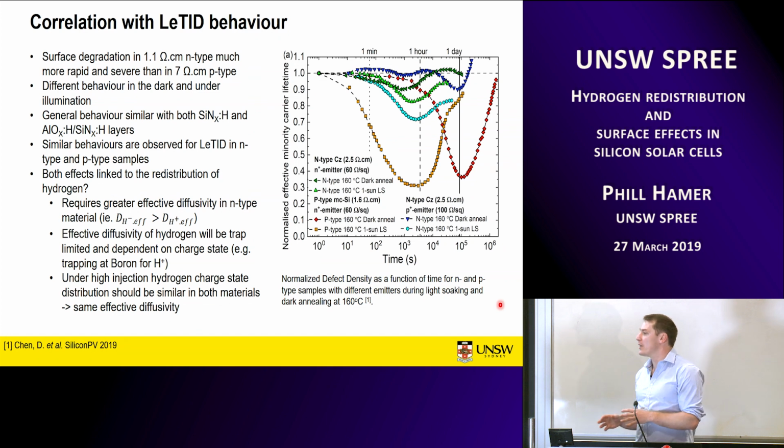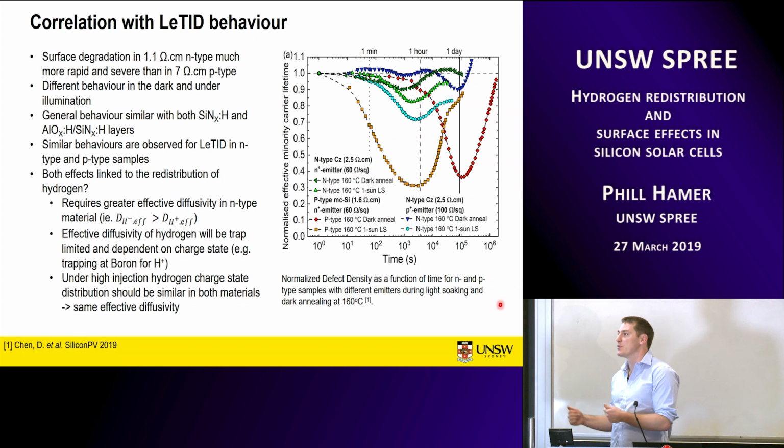Under sufficient illumination, the bulk hydrogen charge states should be the same in P or N-type, because we're driven by the quasi-Fermi energy levels, probably more so than the normal Fermi energy level under those conditions. And our simulations do say in both cases H plus should be dominant in the bulk and should be trapped.